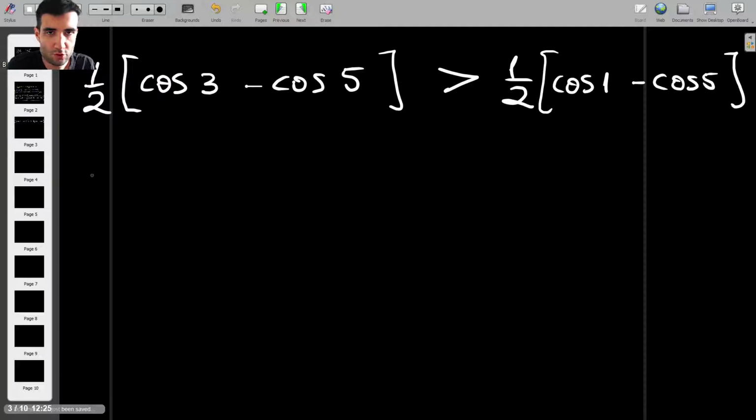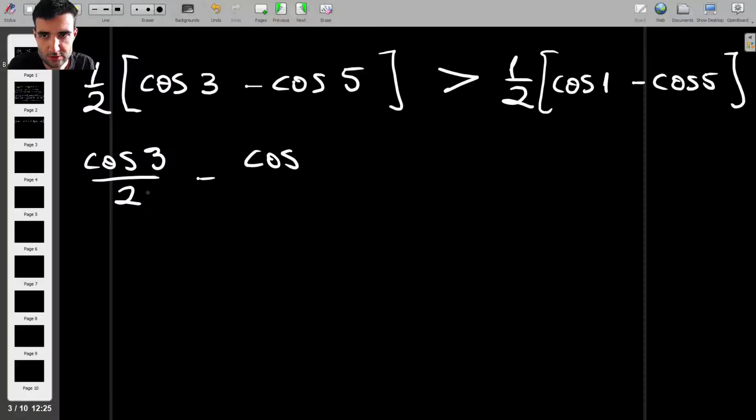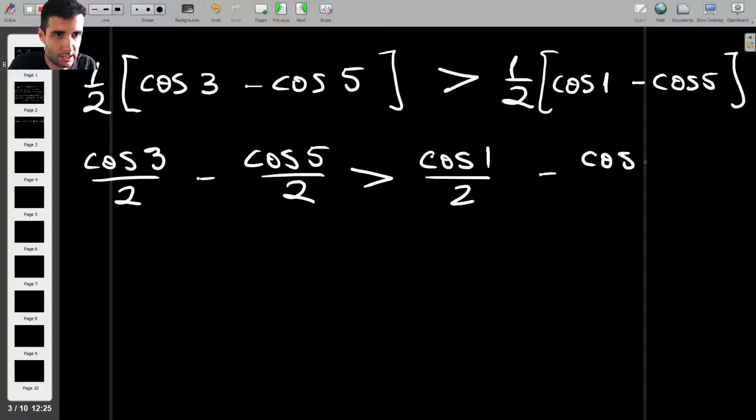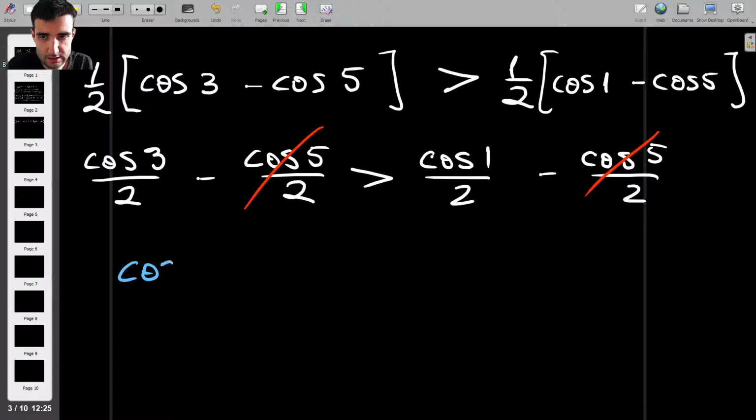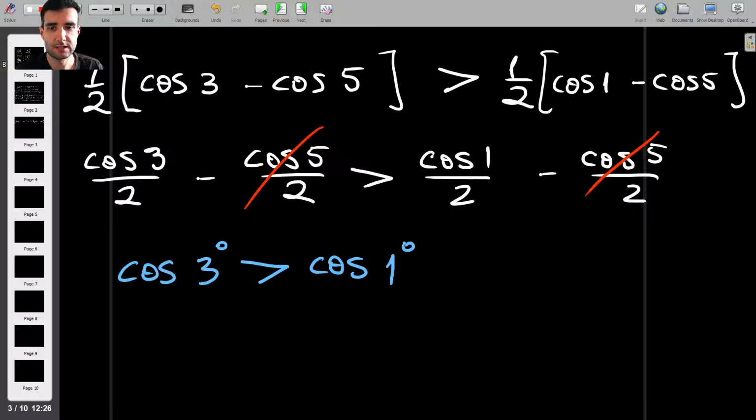We can already see that something's happening here, but let me just expand the brackets just in case. So this is going to be cos 3 over 2 minus cosine of 5 over 2. And is this actually greater than this? As you can see, those actually cancel out, and the only thing that remains is this: is cosine of 3 actually greater than cosine of 1? And we're talking degrees here. And the answer to that is no. So this is false.